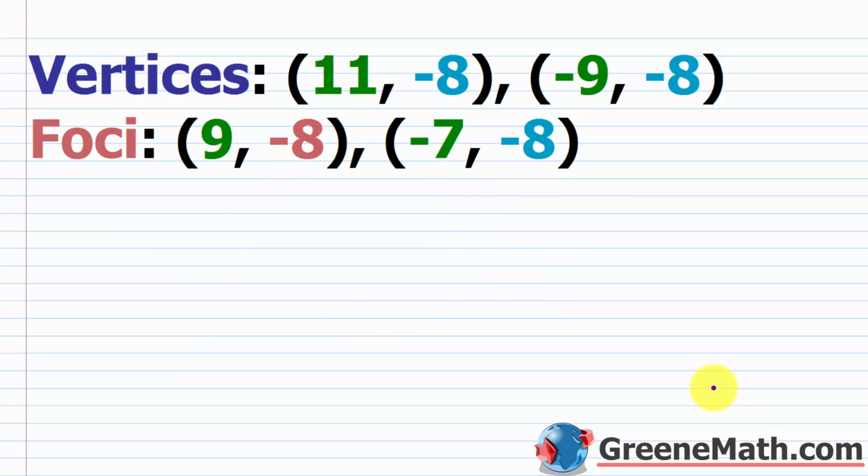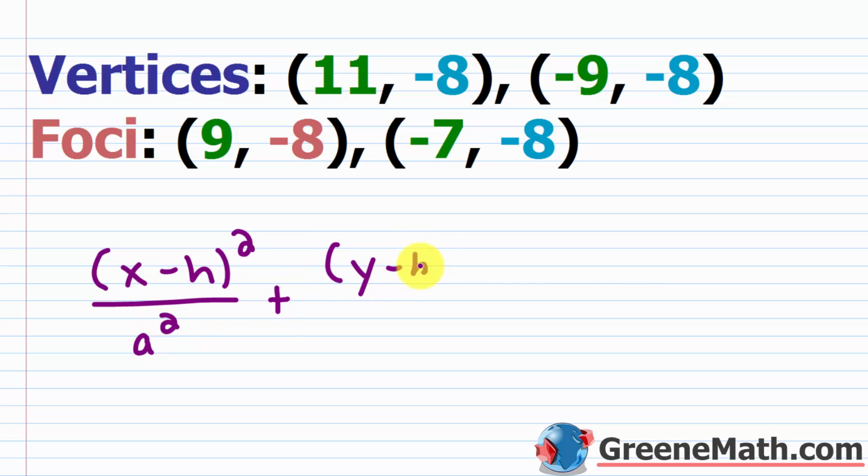Okay, let's talk about one more type of problem that you might encounter. You might be told to get the equation given the vertices and the foci. Now, how could we do this? We want something like this: x minus h quantity squared over a squared plus y minus k quantity squared over b squared equals 1. How am I going to get the center, the h comma k?